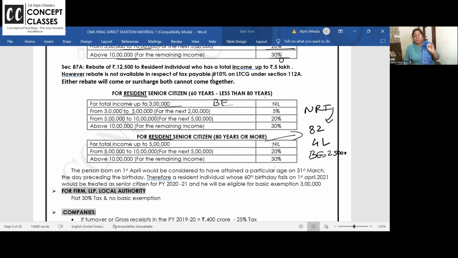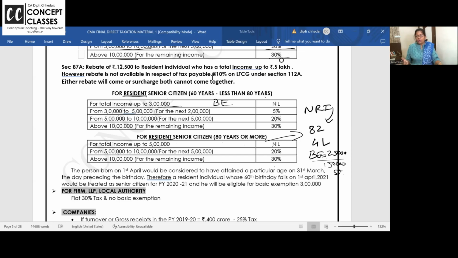2,50,000. I'm repeating, additional basic exemption of 3 lakh is for resident senior citizen. Basic exemption of 5 lakh is for resident super senior citizen, 80 years and above. For a non-resident, if you are 82 years and having 4 lakh, basic exemption will be only 2.5 lakh, and on the remaining 1.5 lakh, you have to pay 5% tax. Is this clear to all of you, what I explained now?